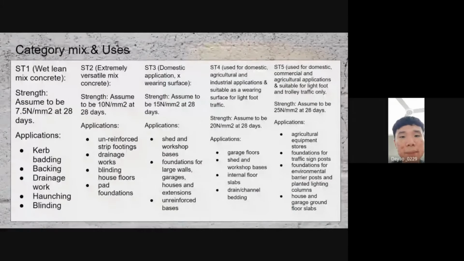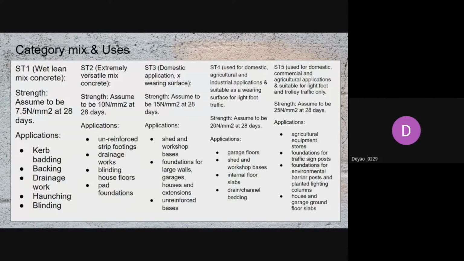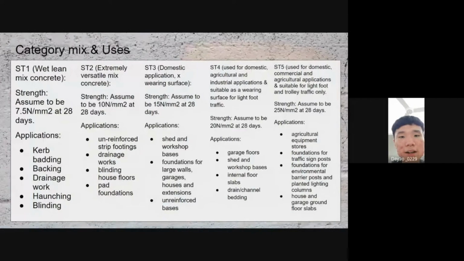Thirdly, ST3 is used for domestic applications, but with no wearing surface. The strength is assumed to be 15 Newton per millimeter square at 28 days. The applications are in shed and workshop bases, foundations for large walls, garage and house extensions, and also unreinforced bases.